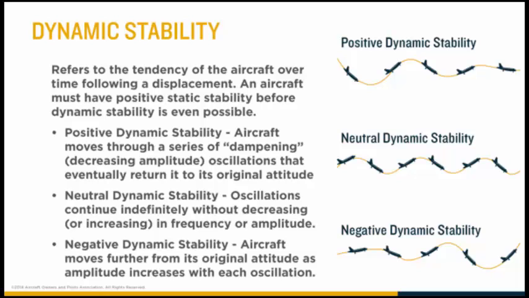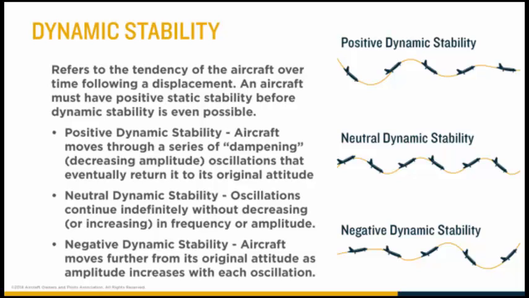So dynamic stability refers to the tendency of the aircraft's ongoing motion over time. As with static stability, dynamic stability can be positive, neutral, or negative. It is important to underscore that an aircraft must have positive static stability before it can have any type of dynamic stability.